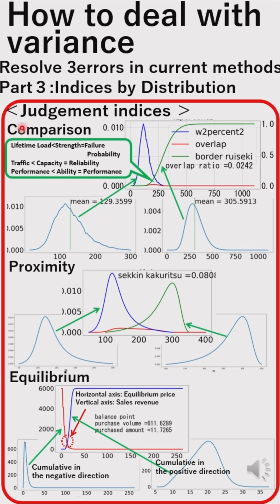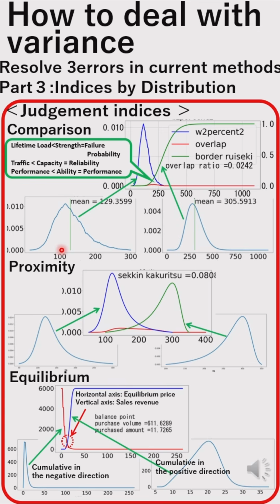Distribution comparison evaluates the relationship between two distributions. For example, one distribution may represent actual performance or operating frequency, while another represents required capability or durability. By comparing them, we can calculate the probability that performance exceeds the target, or the probability that it falls below it. This allows strict evaluation of failure probability, reliability, and performance in systems with variability.